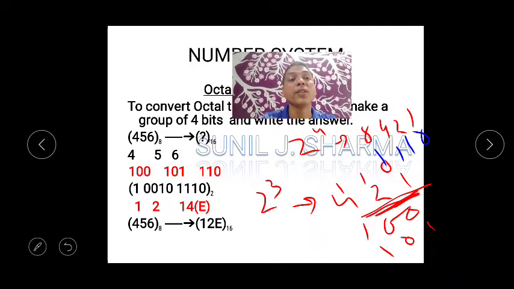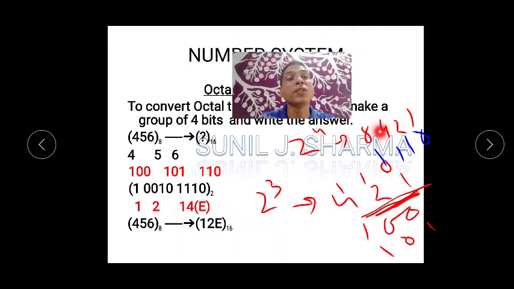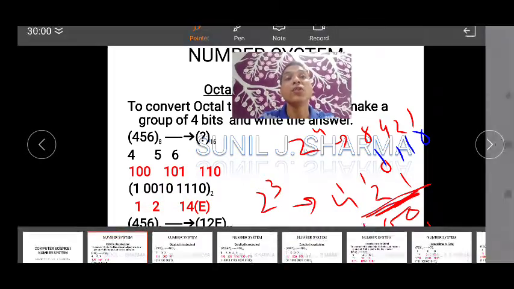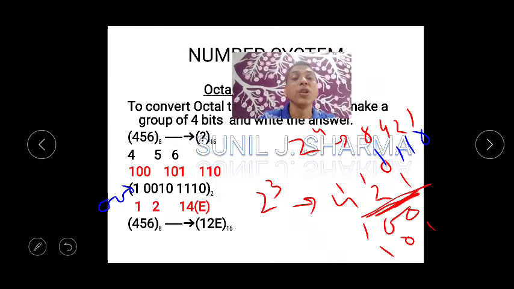So if I write like this, can you see 8 plus 4 plus 2 is 14. We cannot write 14. 14 means E in hexadecimal. Same way, this is 2, this is 1. Here also you can pad up. As I told you, everything should be represented in 4 bits. So this is 0, 0, 0 and 1, so here you can write 3 zeros and 1. So the final answer will be 1, 2, E. I hope you understood.